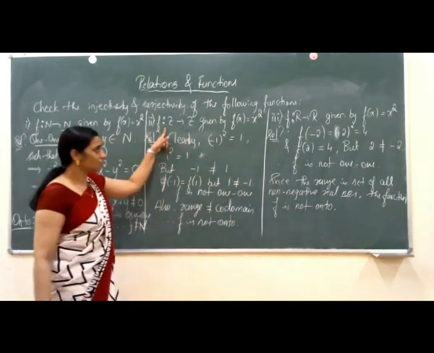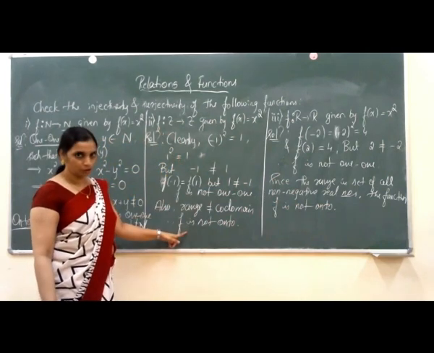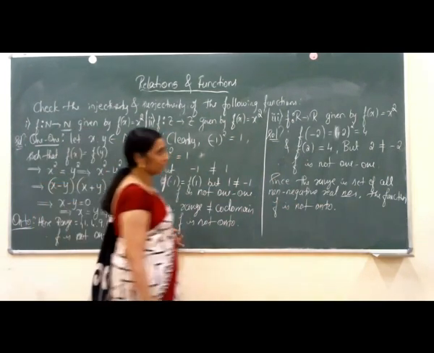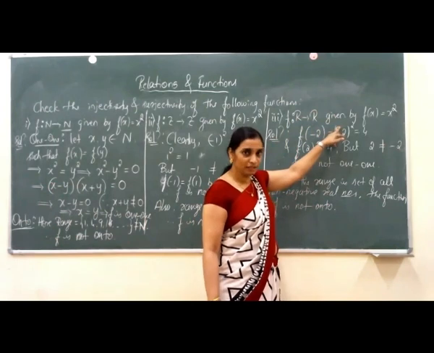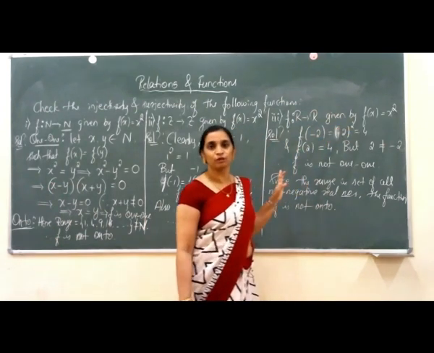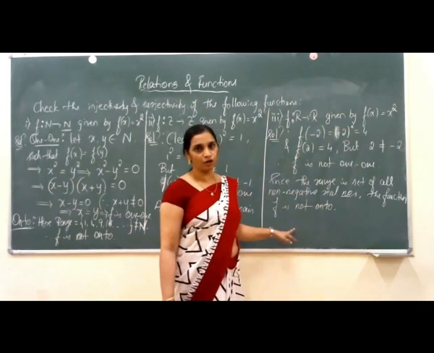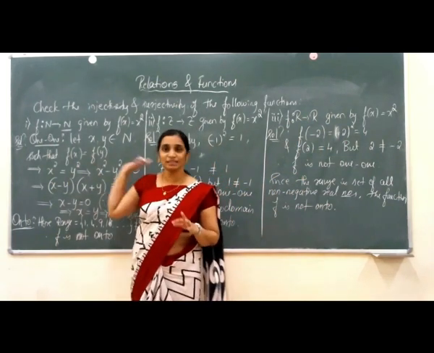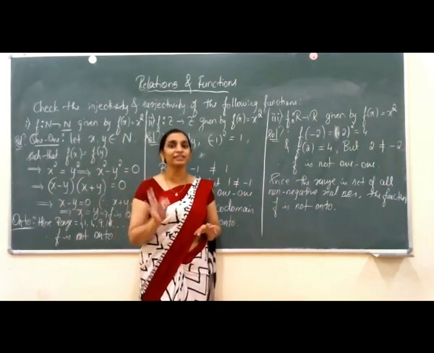So the function defined in the set of natural numbers is 1-1, but not onto. In the set of integers, it is neither 1-1 nor onto. And in the set of real numbers also, the function f of x is equal to x square is neither 1-1 nor onto. So in any of these cases, the given function is not bijective.